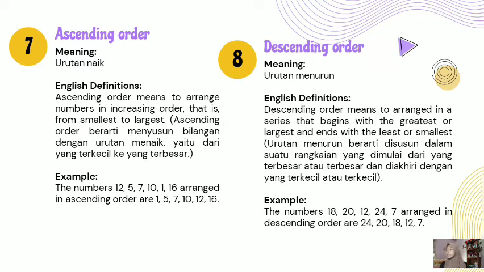Number 8, descending order. Meaning is urutan menurun. English definition: descending order means to arrange in a series that begins with the greatest or largest and ends with the least or smallest. Example: the numbers 18, 20, 12, 24, 7, arranged in descending order are 24, 20, 18, 12, and 7.